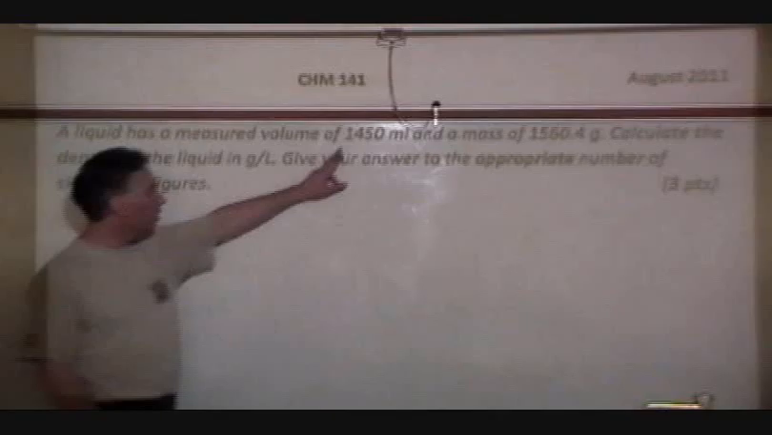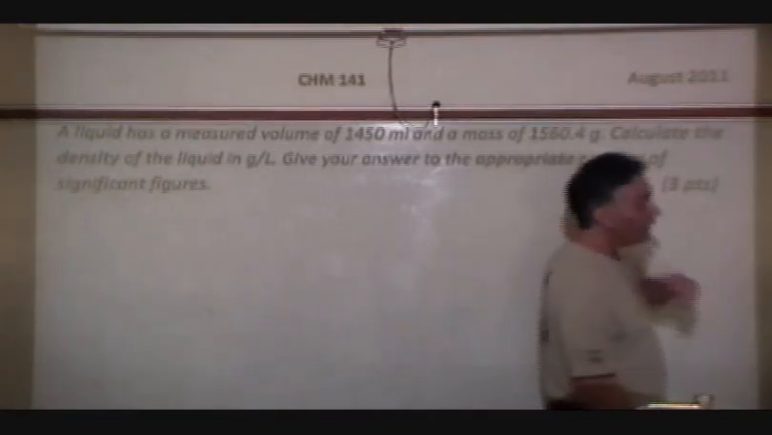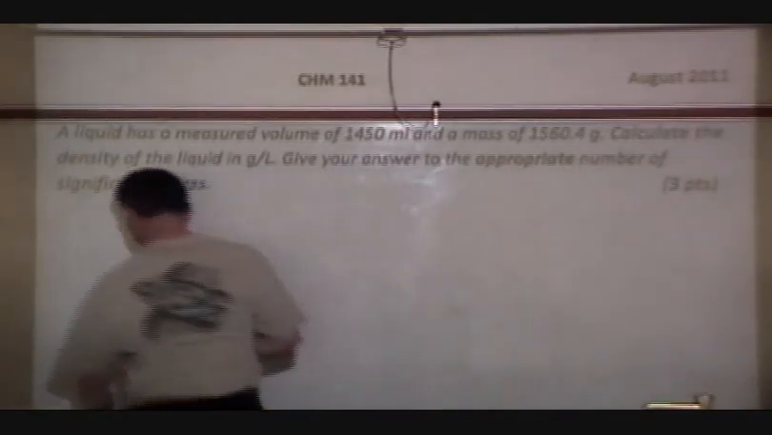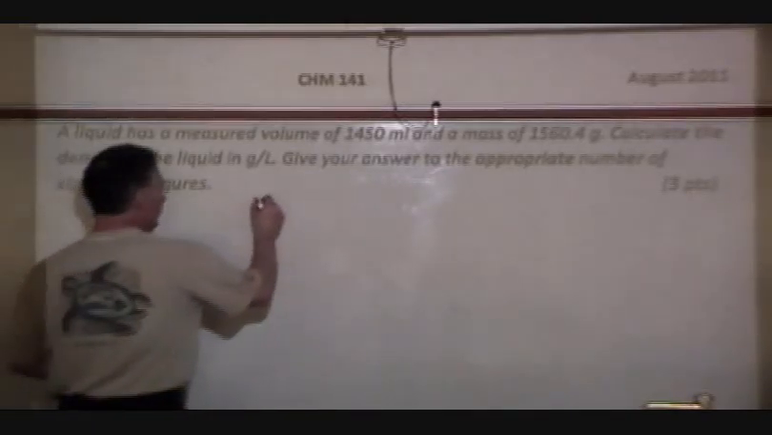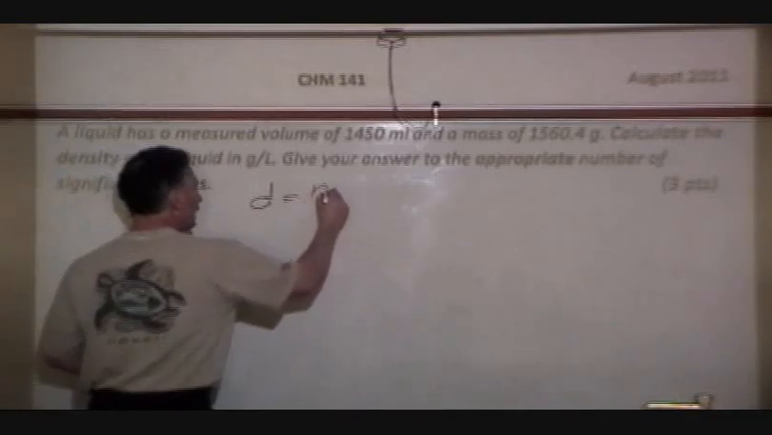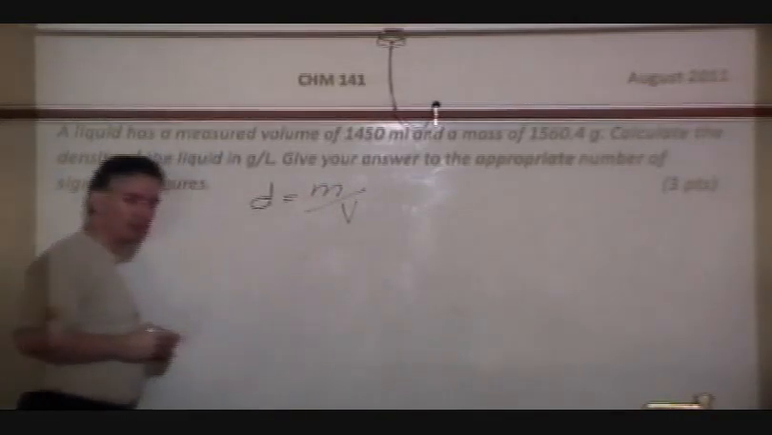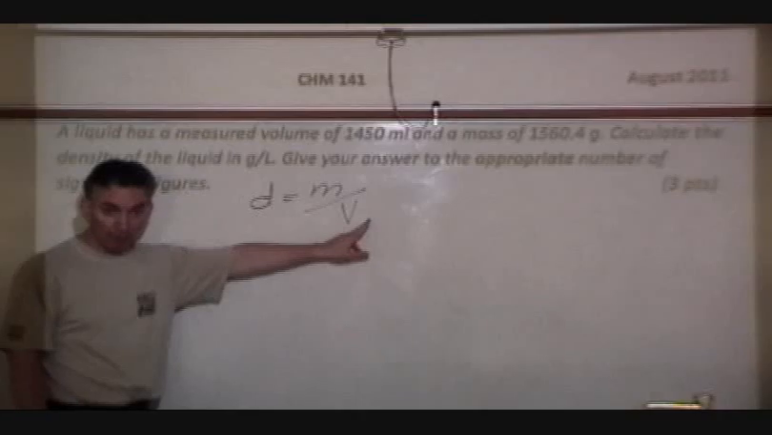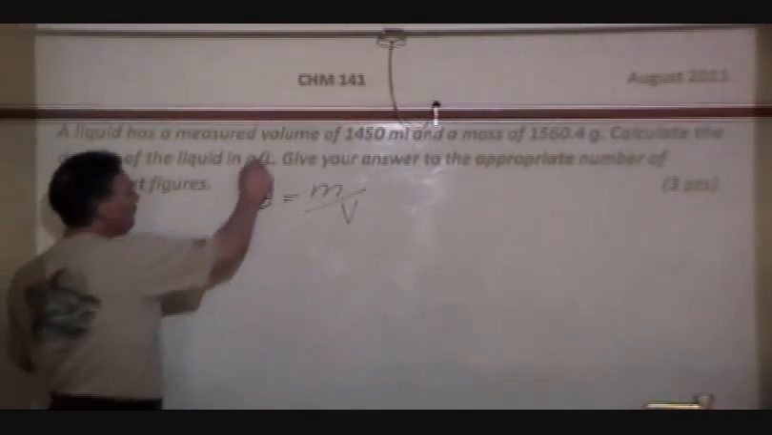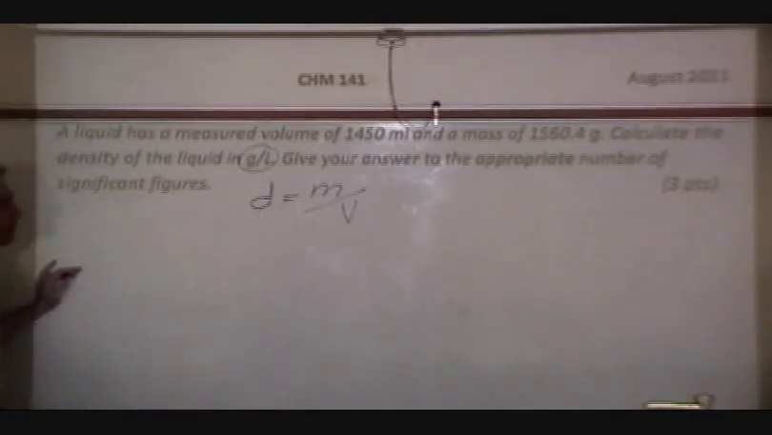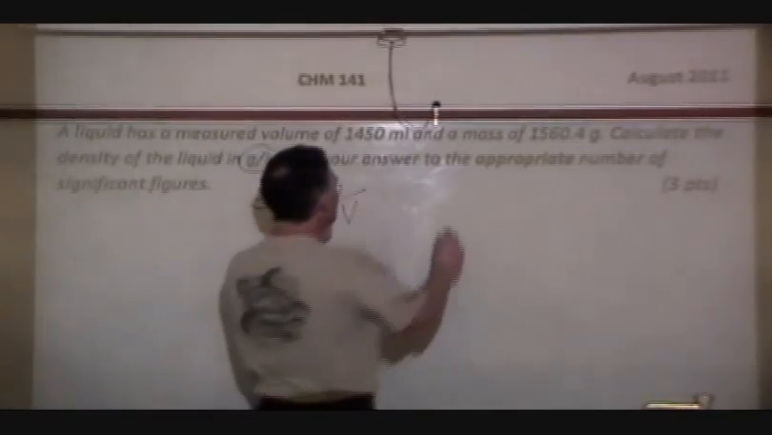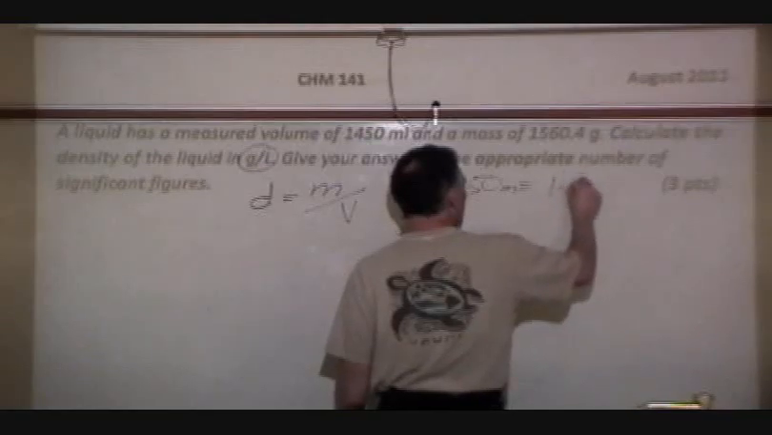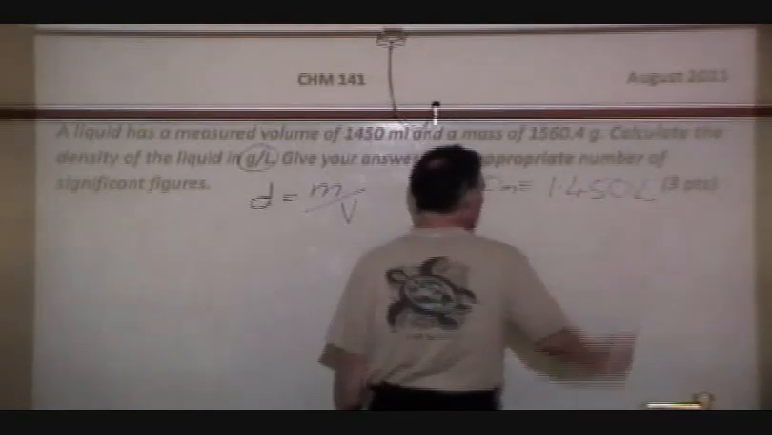So the liquid has a measured volume of 1,450 milliliters and a mass of just over 1,560 grams. And you're asked for the density of this material. Whenever we're talking about density, you should straight away remember the density is equal to the mass divided by the volume. Again, 1 mark out of 3, just by giving me that equation. Okay. But bear in mind that it's supposed to be a mass in grams per liter. So we do have a conversion here for the volume, 1450 milliliters. It should be converted to 1.450 liters.